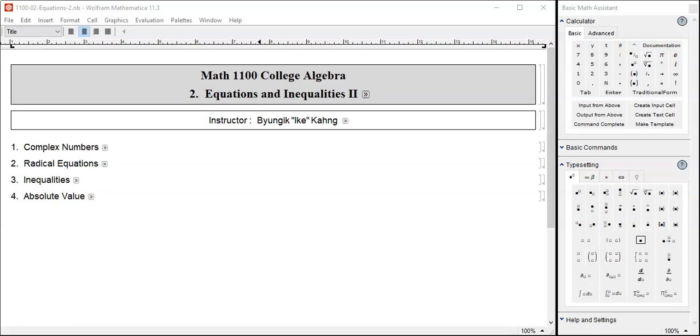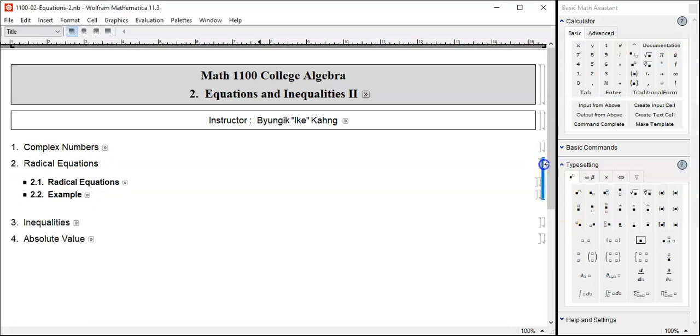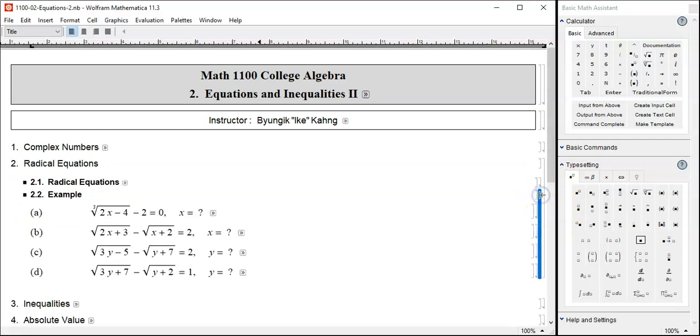Hello students, welcome back. Let's go to section 2, radical equations. Oh boy, this is gonna be a tough one. We're talking about these kind of problems. Equations involving radicals. Here we have a cubing root, and luckily we have only one radical.